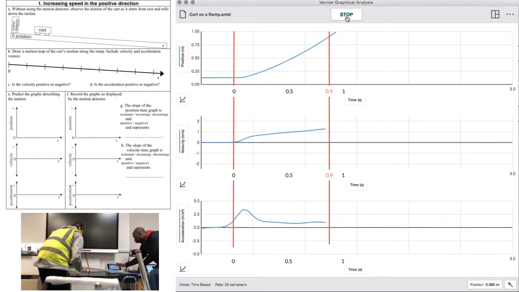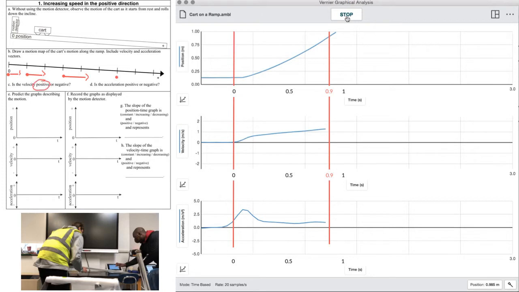We're going to put our first dot here at the starting position, and we know that our object is starting at rest, so it's going to start off slowly. So our second dot will go there, and our third dot is a little bit faster, fourth dot a little bit further along, and then we're going to draw our arrows to show that the object is picking up speed. Is the velocity positive or negative? Well, we know that the cart is going in the positive direction, so the velocity is positive.